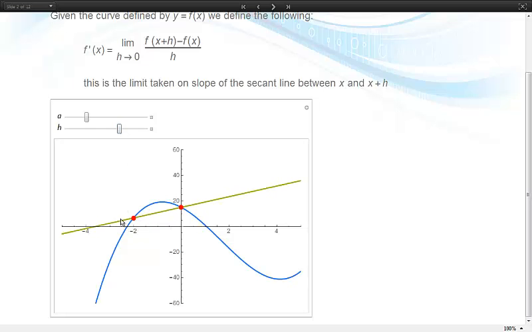So the distance in x is 2 and the distance in y is the difference between f at x plus h here and f of x here. When I take the limit as h goes to 0, what I'm doing is bringing that second point back until it gets closer and closer to the first point, and eventually when h gets infinitesimally small, the slope of the secant line becomes arbitrarily close to the actual rate of change of the curve at that point, the instantaneous rate of change, which gives me also the slope of the tangent line.